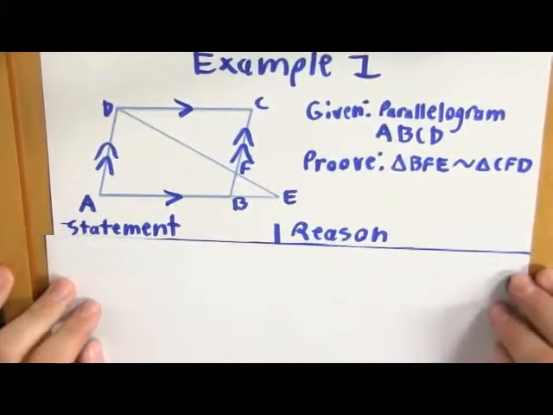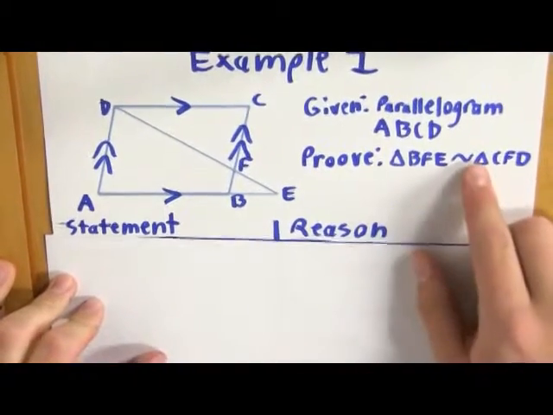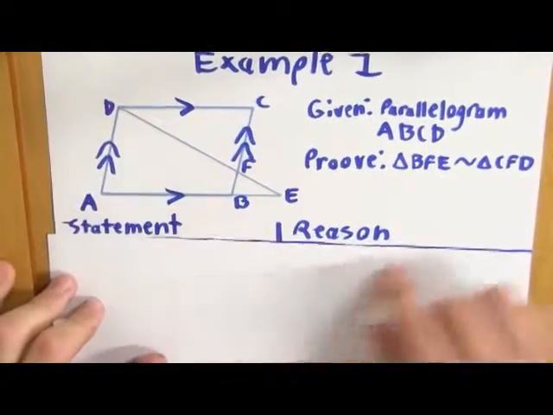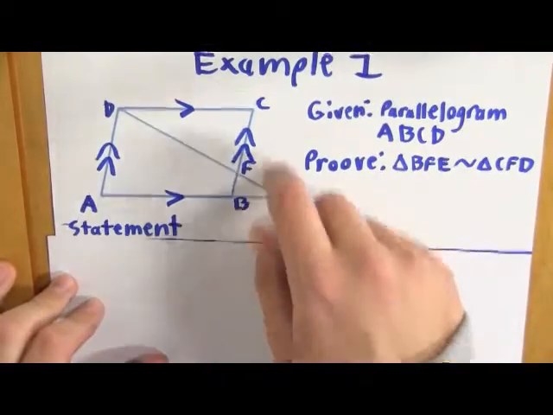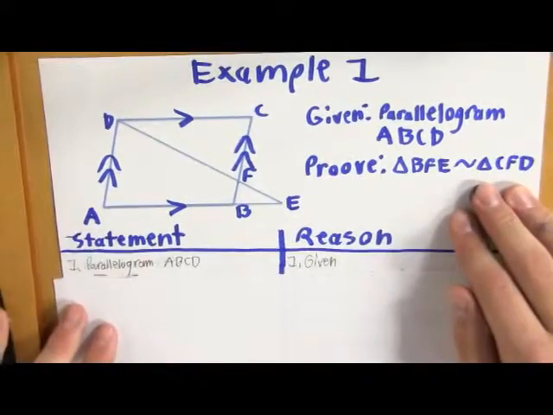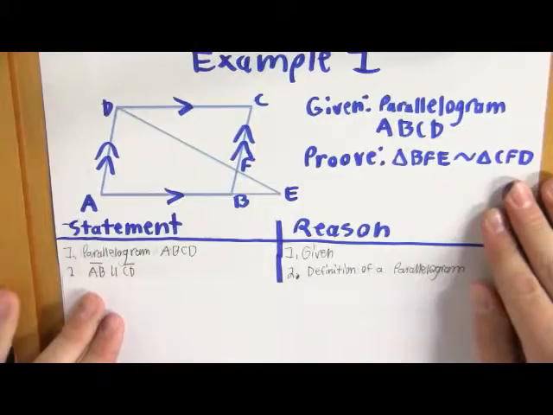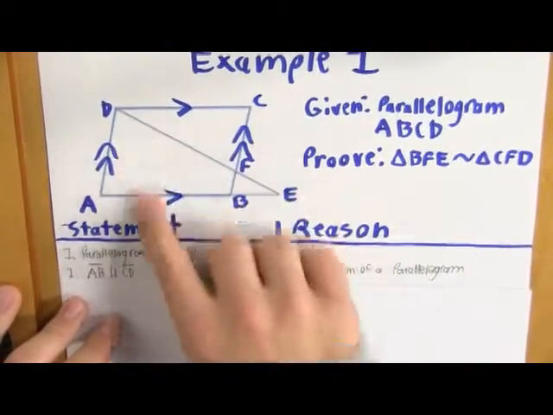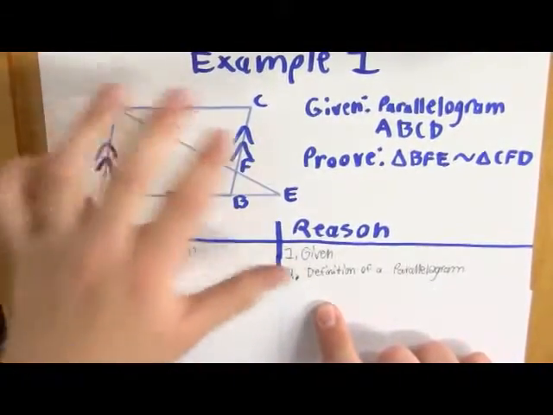Okay, so here's how the AA postulate can be particularly useful. So here we have an example where we're given parallelogram ABCD, and we're supposed to prove that triangle BFE is similar to triangle CFD. So how are we going to go about doing this? Well, first, as always, we're going to state the given, parallelogram ABCD, reason given. Our second step is going to be to say that segment AB is parallel to segment CD, and this is because of the definition of a parallelogram, which says that opposite sides of a parallelogram are parallel.